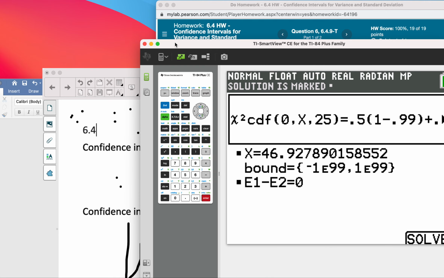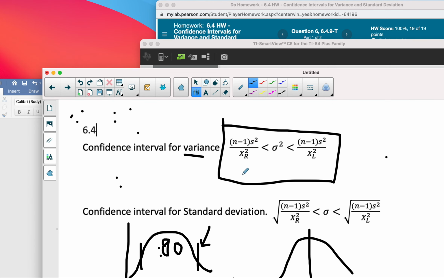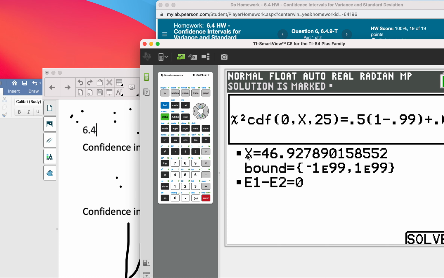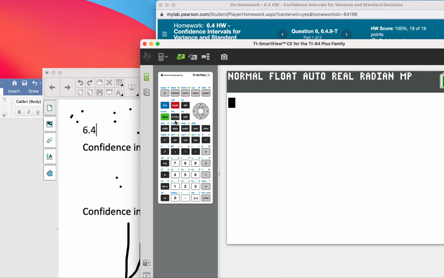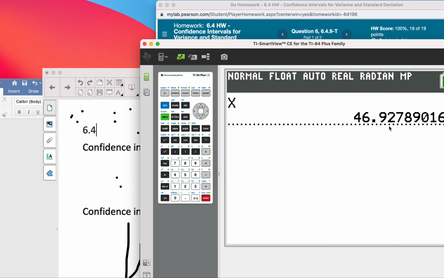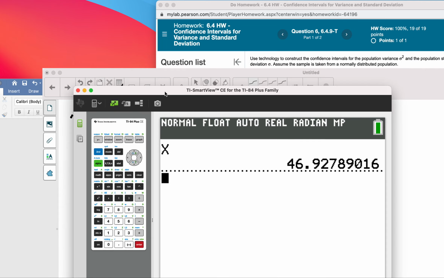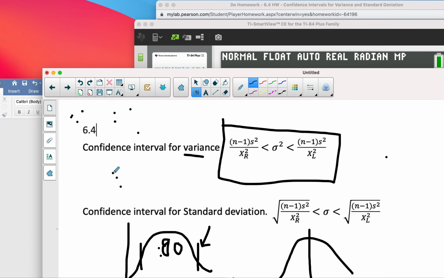Here's my formula here. So I need to take n minus 1 times the variance divided by this value I just found. The nice thing about this numeric solver is it's going to save 46.927 and all the way down as x. So I don't have to memorize that number. So if I quit out of here and I hit the x button, do you see how that's the same number? All right, so now how do we use that in our calculation?